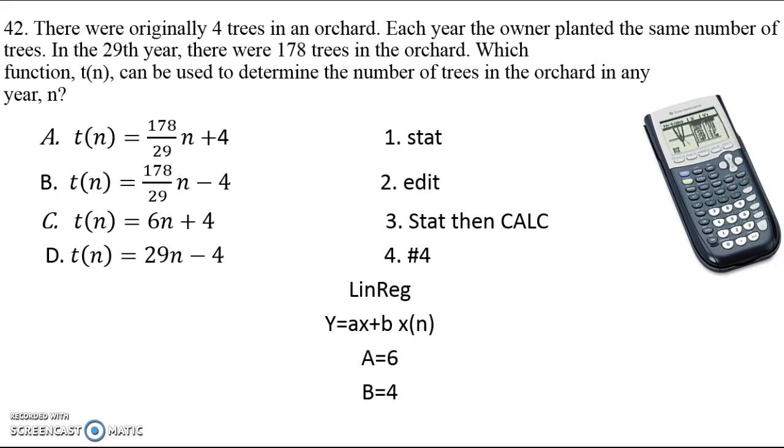So I press stat, and then edit, and then stat, then calc, and then press number 4. And you should get a linear regression, which is our linear regression formula: y equals ax plus b. Here, n is the variable, and a equals 6, and then b is 4, which is our slope of 6, and then plus 4. Okay, so let's move on.